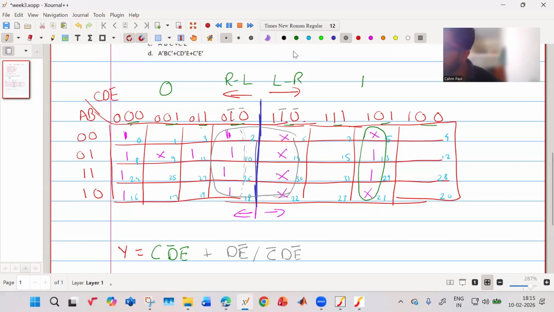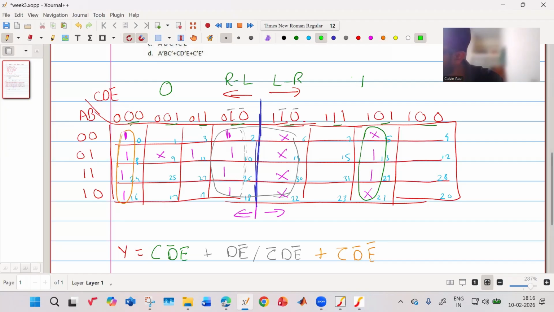Now we have this also, in the orange color. Okay, so we have this part over here like this. So this is given by C bar D bar E bar, right? C bar D bar E bar.